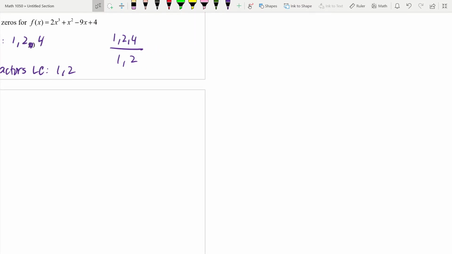That is not how you write your answer. Do 1 over 1, 1. 1 over 2, 1/2. 2 over 1, 2. 2 over 2, 1, but I already wrote a 1, so I don't have to do that. 4 over 1, 4. 4 over 2 is a 2, but I already wrote it. Put parentheses around it, plus or minus. There you go. That's my answer to part A.